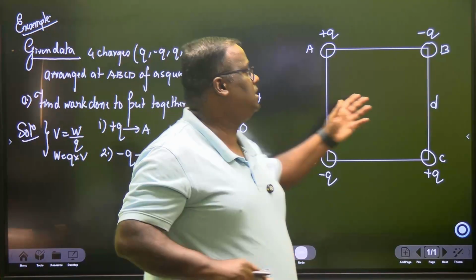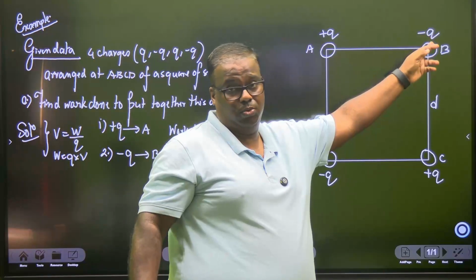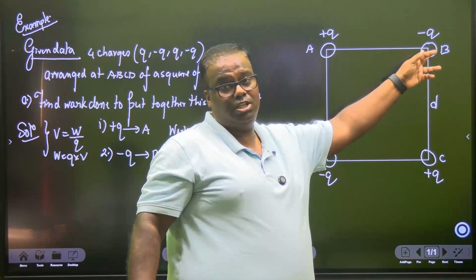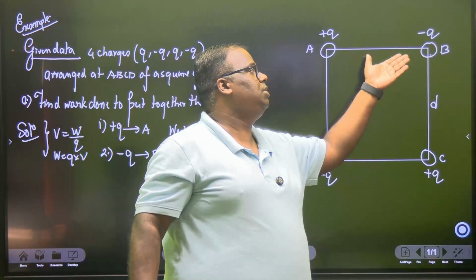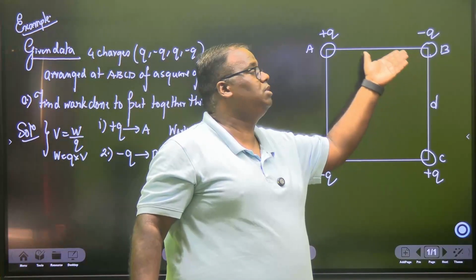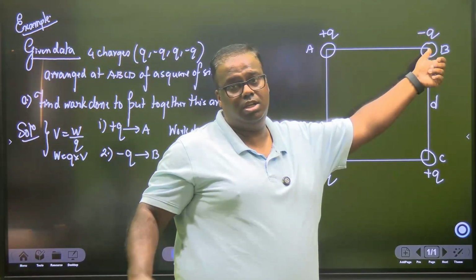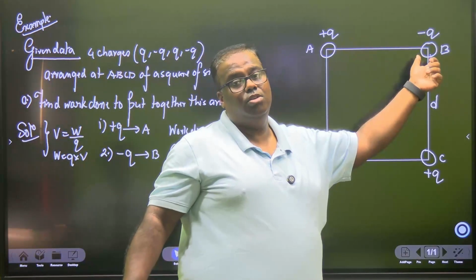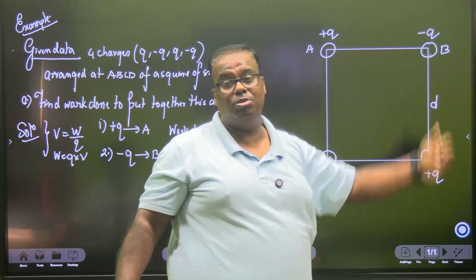We will go by our basic thing. What is the work done in bringing it? Q, meaning this Q, multiplied by the potential experienced here due to this charge. So what is the potential due to this charge here? Forget Q. What is the potential here? Q divided by 4 pi epsilon 0 by the distance. How much is the distance?